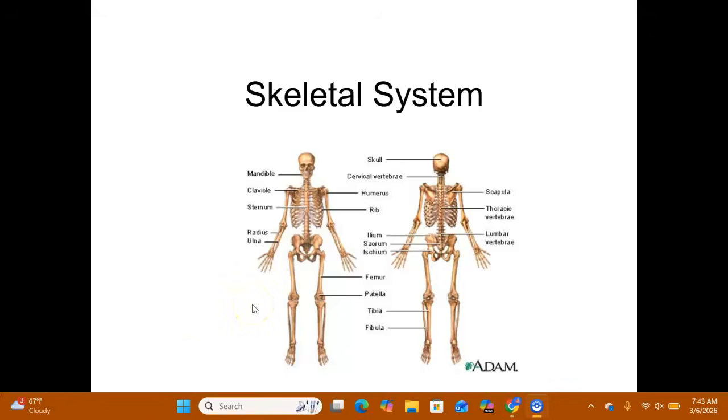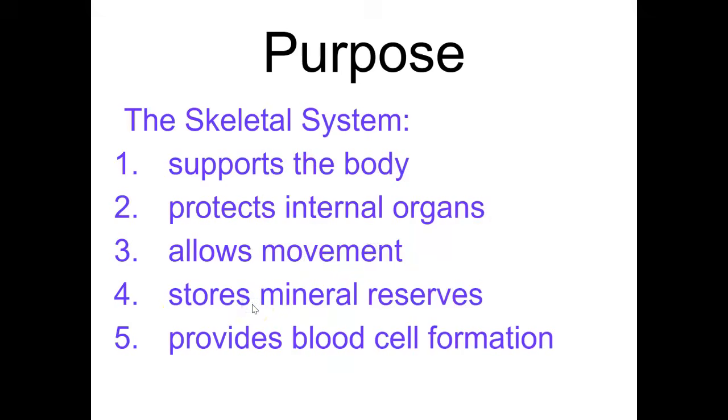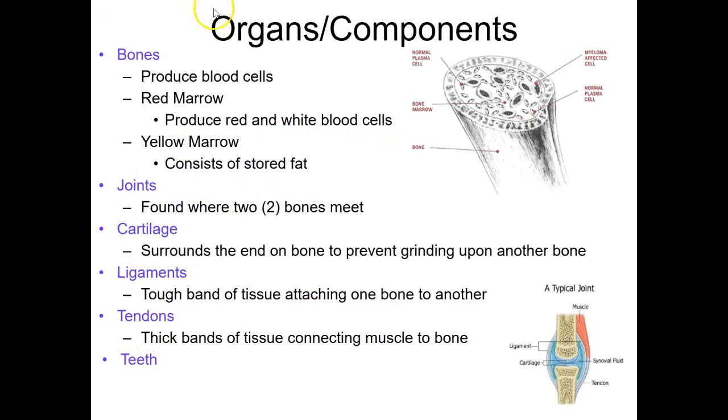And next is the skeletal system, which is all of your bones. It supports the body, protects your internal organs like your heart and your lungs and your brain, allows for movement, and also stores minerals. And your bones actually provide blood cell formation. So your blood cells, red and white, are produced from the inside of your bones in the bone marrow. So bones produce blood cells, red marrow makes red and white blood cells, yellow marrow stores fat.